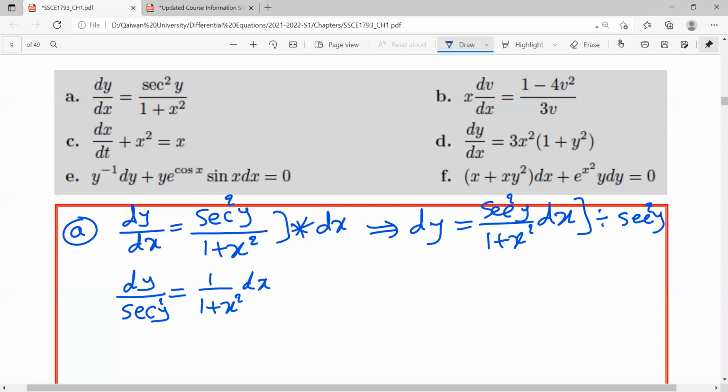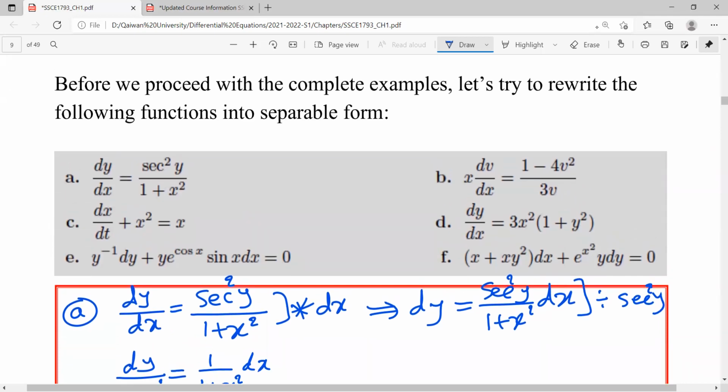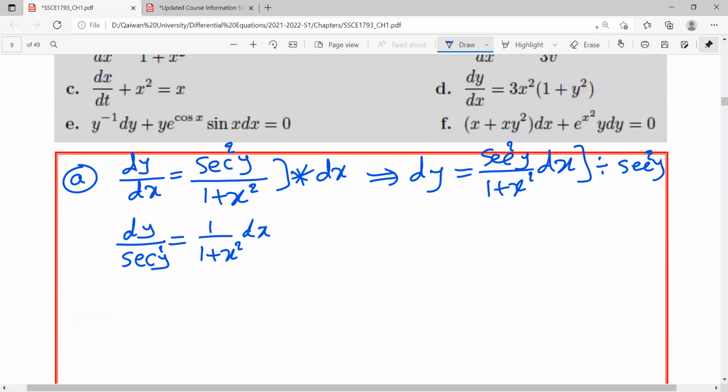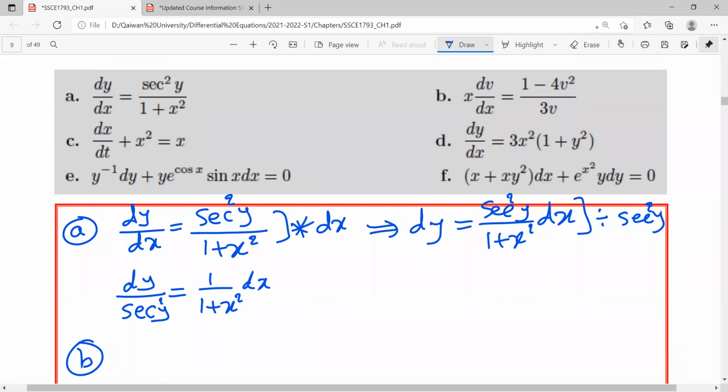It's just about separating. In this example, we are asked to just separate the variables, not to solve it. Here, if we just take integration of both sides, you get the result. Okay? In the next examples, we will solve the differential equation. Here, it's just about separating the variables.